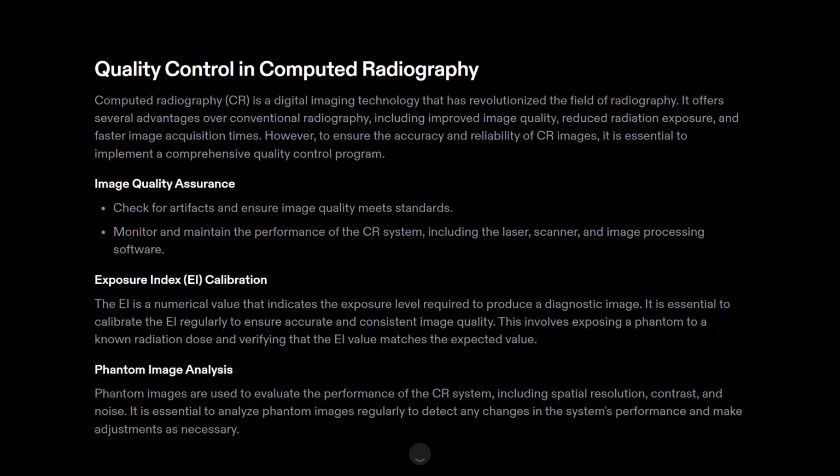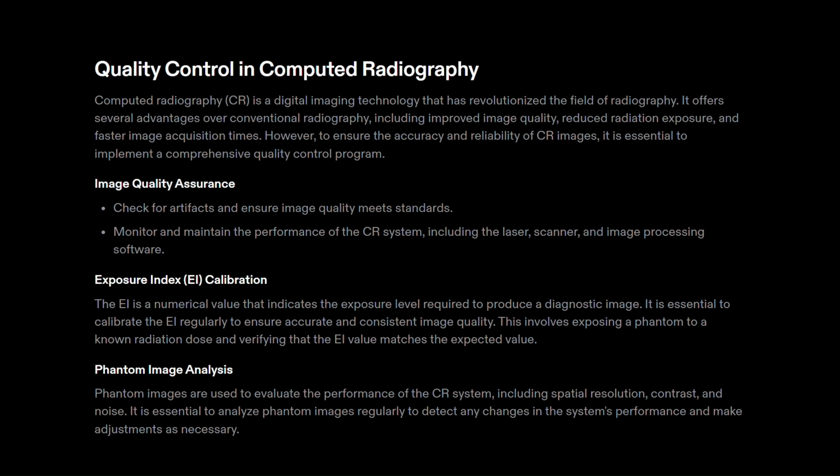Next, we are going to see about quality control. The image quality assurance. Artifacts and image quality must be ensured to meet the standards, while monitoring and maintaining the performance of the CR system, including the laser and scanning processing.